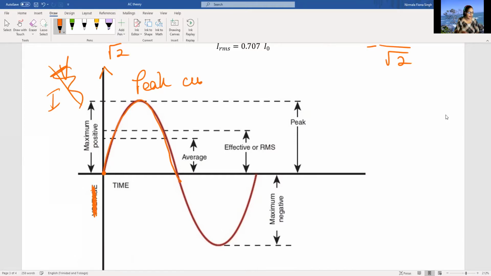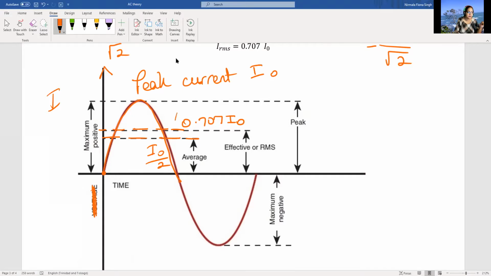All right, let's just use I. All right, so our peak current is the maximum current that we can have. Peak current is your I naught. Our effective, or our RMS value, is 0.707 of I naught. And then we have our pure average of our current. It's just going to be I naught over 2. All right, pure average is 0 plus that number divided by 2. Our pure average is going to be half of your initial peak current.